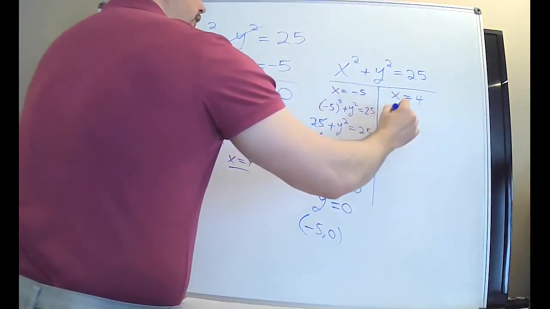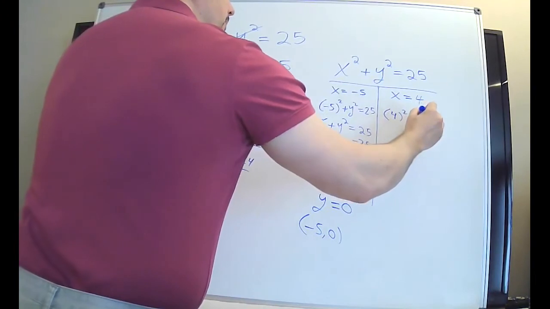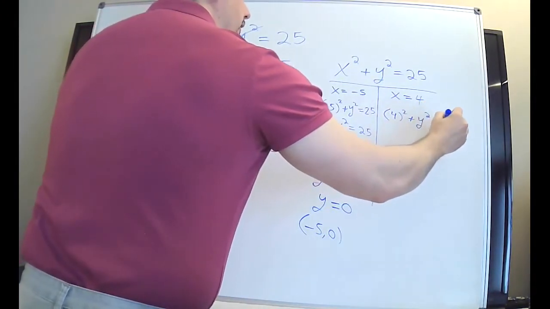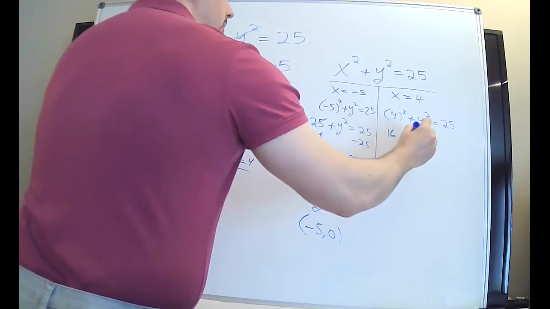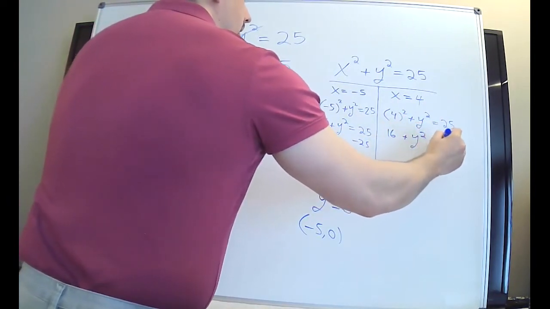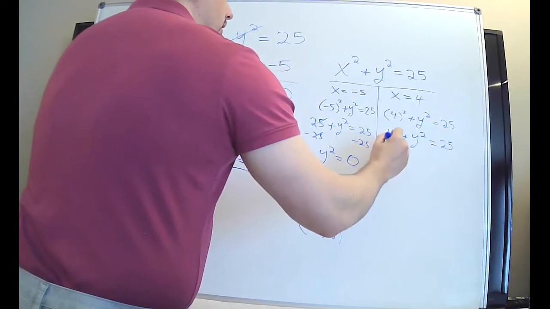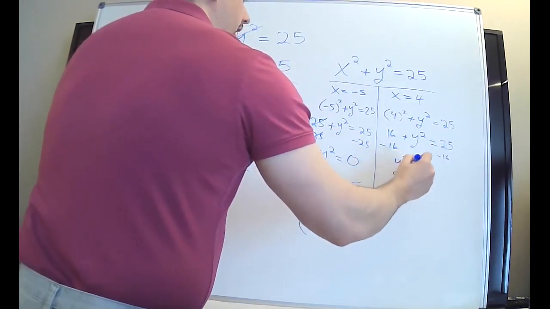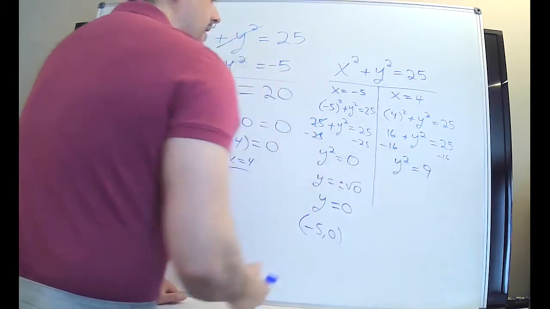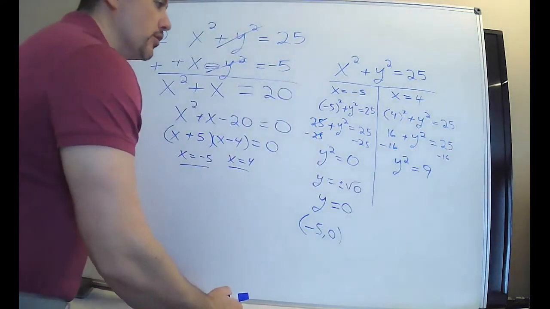Now replace x with 4. Okay, wherever you see x, you put a 4. Multiply it out. 4 times 4 is 16. Now remember, this time I got a y squared there. Not a y. Makes all the difference in the world. Subtract 16. You get y squared. 25 take away 16 is 9. Yay! Now you got to do square root, right?